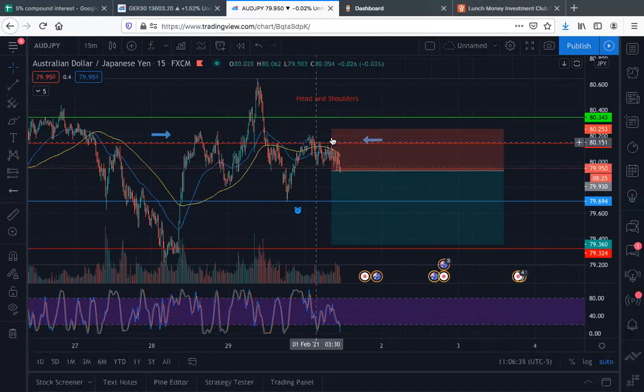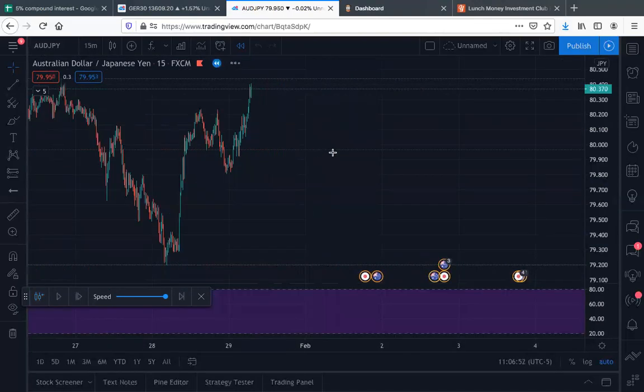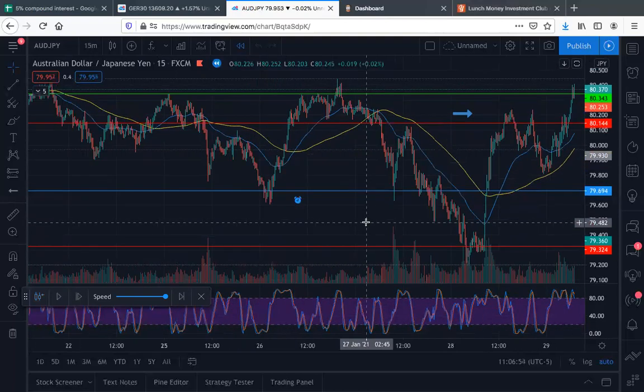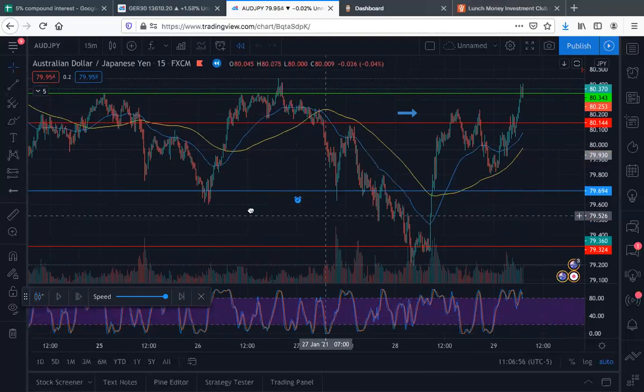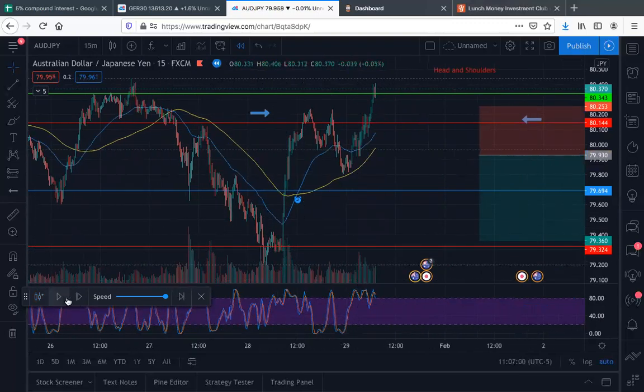So remember, y'all, let's see if I can actually rewind this. Okay, let's rewind this and show you kind of what it looks like when this is playing out. We're going to rewind. All right. So this is what it looked like. Let's go ahead and we'll minimize the speed a little bit.